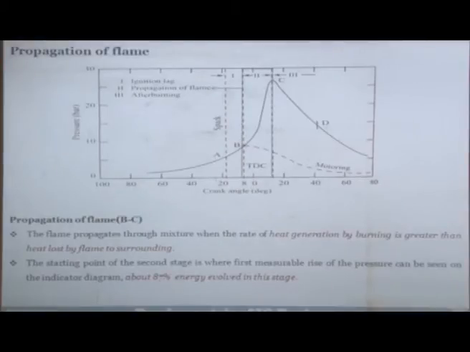Let us look at this part 2, BC, which is nothing but propagation of flames. The flames propagate through the mixture when the rate of heat generation by burning is greater than the heat lost by the flames to the surroundings. As long as it is higher, I told you, the flames will keep propagating in the combustion chamber. The moment the heat loss starts dominating, the flames will get extinguished.